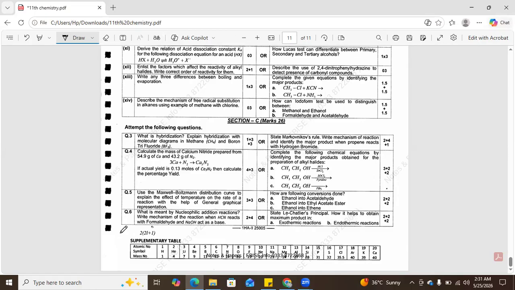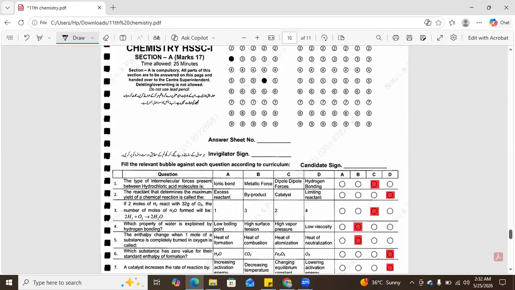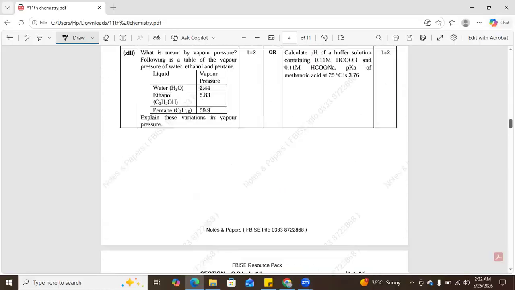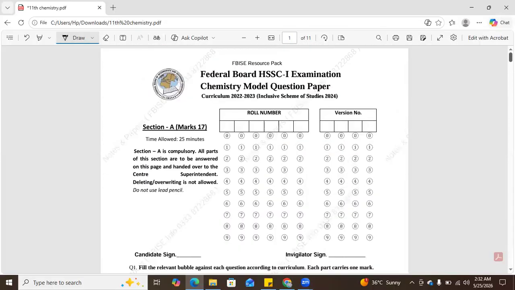And question number 6 is what is meant by nucleophilic addition reaction? Write mechanism of reaction when HCN reacts with formaldehyde and NaOH acts as a base. State Le Chatelier's principle, how it helps to obtain maximum product in exothermic reactions, endothermic reactions. So these are the most important questions in the model paper and in the previous papers of chemistry first year.